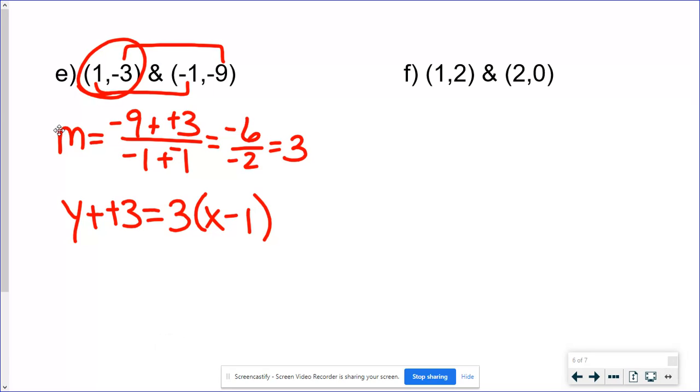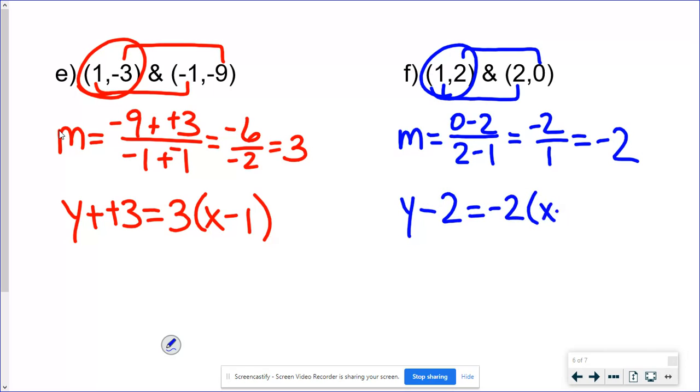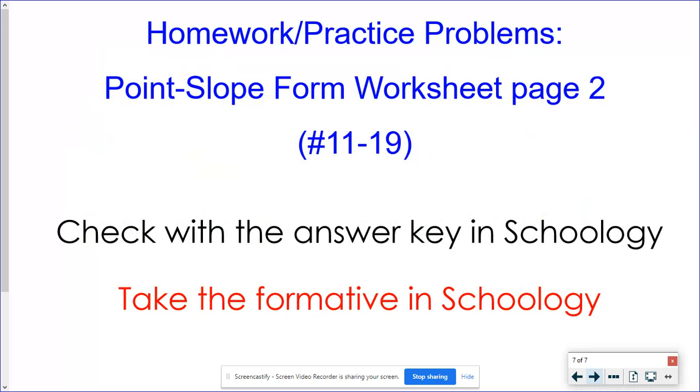And for the last one, slope. 0 minus 2 over 2 minus 1. So I get -2 over 1, which is just -2. We always want to simplify our slopes. And then we're going to pick this ordered pair and say y minus the y number equals m times x minus the x number. That's how we write the equations when we're given 2 points.